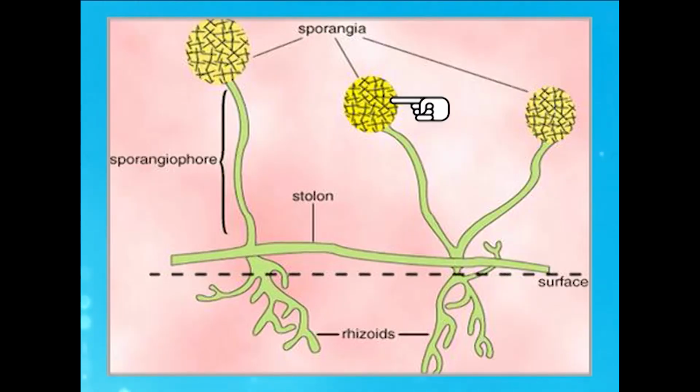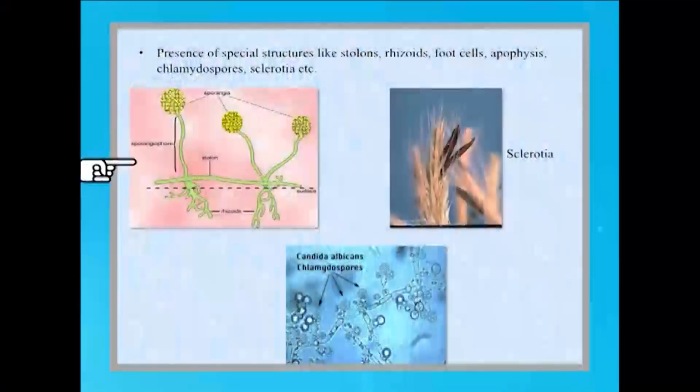However, when the hyphae grow downwards like roots, these are known as rhizoids. So this stolon and rhizoids are nothing but hyphae, which is a characteristic feature seen in the case of Rhizopus. Another characteristic structure that is seen is called sclerotia.